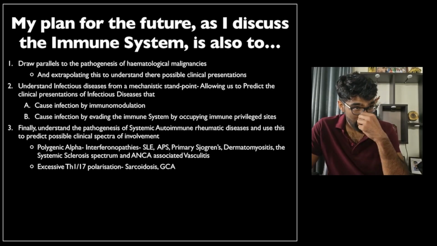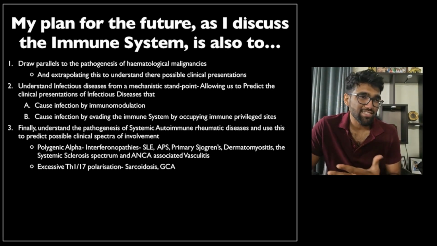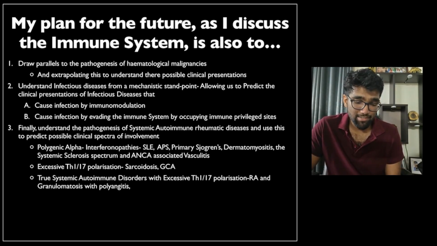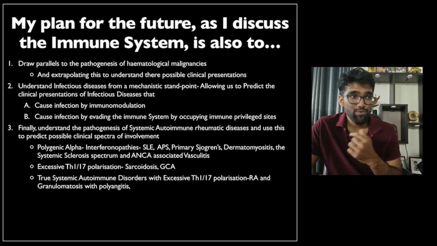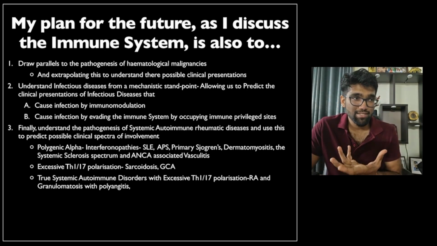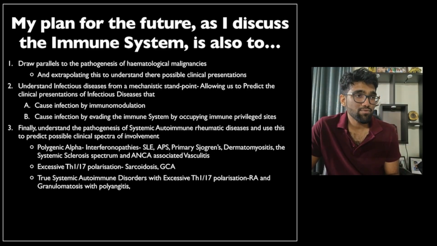Then we'll talk about disorders with excessive Th1 and Th17 polarization, which are essentially not autoimmune disorders, that is sarcoidosis and giant cell arteritis. Then we'll talk about the true systemic autoimmune disorders. So these are autoimmune, as in there's an immune response against a self antigen, with excess Th1 and Th17 polarization. So that would be RA and granulomatosis with polyangiitis.